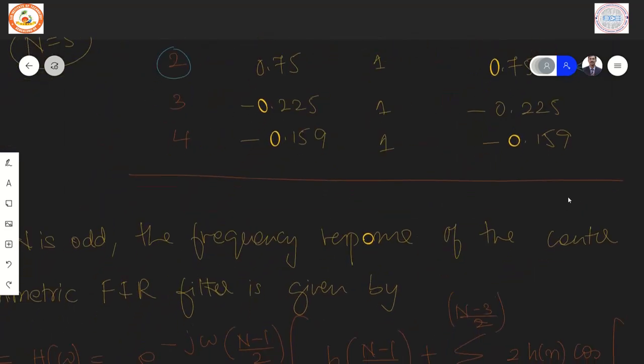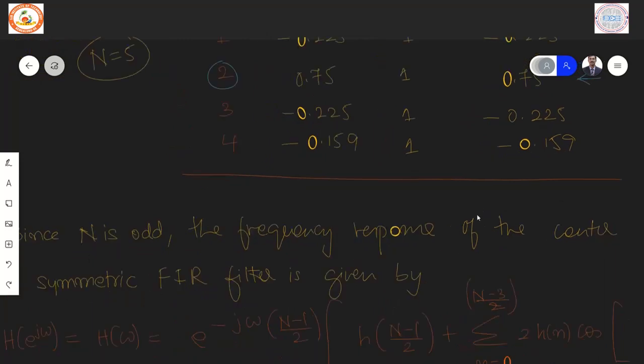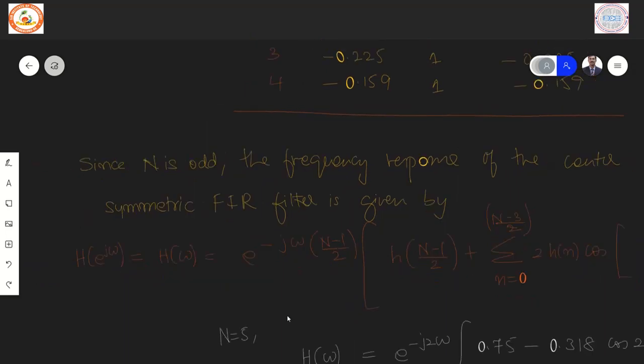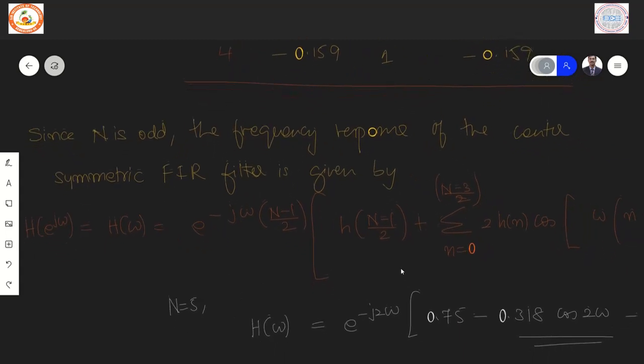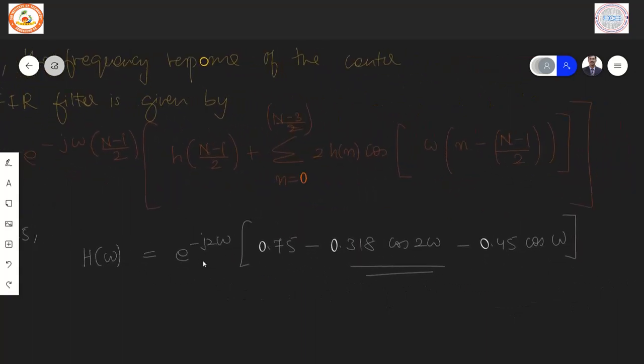Next part, if the problem demands you to find the frequency response, then we can use the expression, because in this problem also n is odd, we take the same or similar equation that was taken in the previous problem. So this equation, once again, we can substitute the value of n is 5 and expand it, and you get the final answer after expansion, which looks something like this.